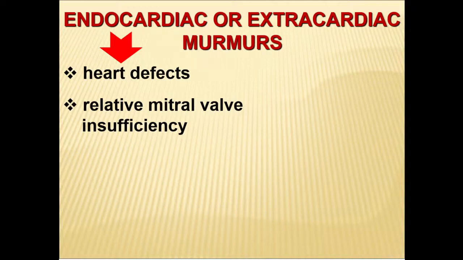An endocardiac murmur may be of functional origin when there is no anatomic heart defect, but some valve, for example the mitral valve, cannot be completely closed. We'll stop on this problem later, but relative mitral valve insufficiency provokes an endocardiac functional murmur. The Flint murmur has the same functional mechanism, and we will also stop on its characteristics later.